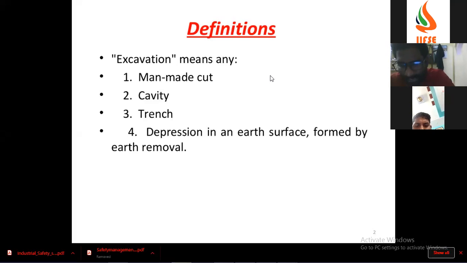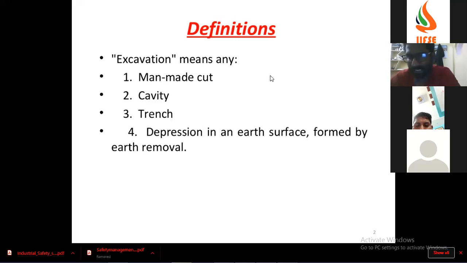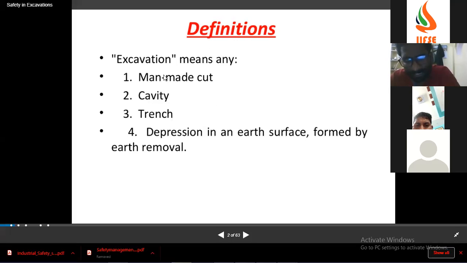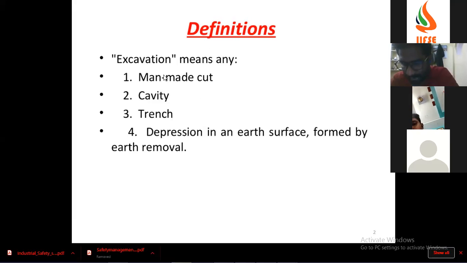Coming to industrial practice, excavation can happen with excavators, bulldozers, foundation digging equipment, or proclainers. So there are different machines which do the excavation. The basic definition is: excavation means any man-made cut, cavity, trench, or depression in an earth surface formed by earth removal. Okay, fine.